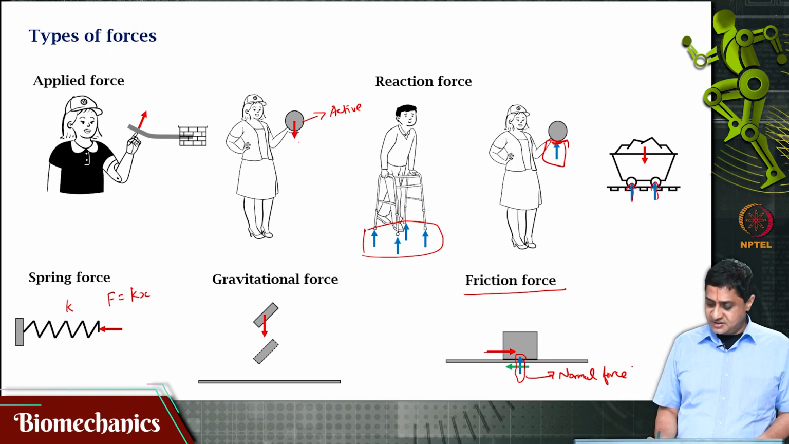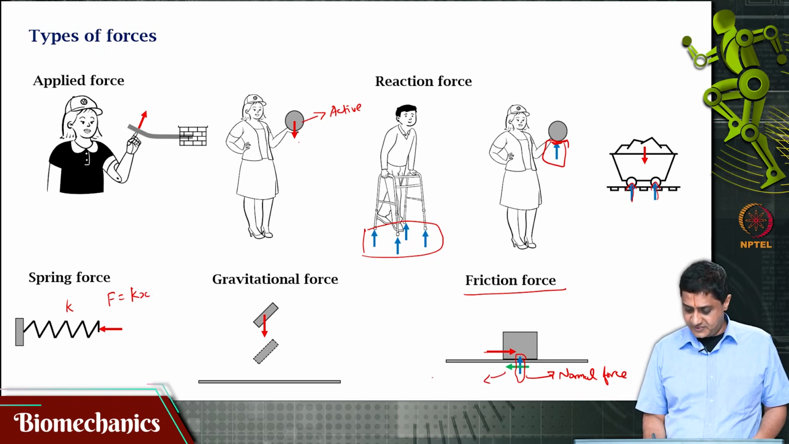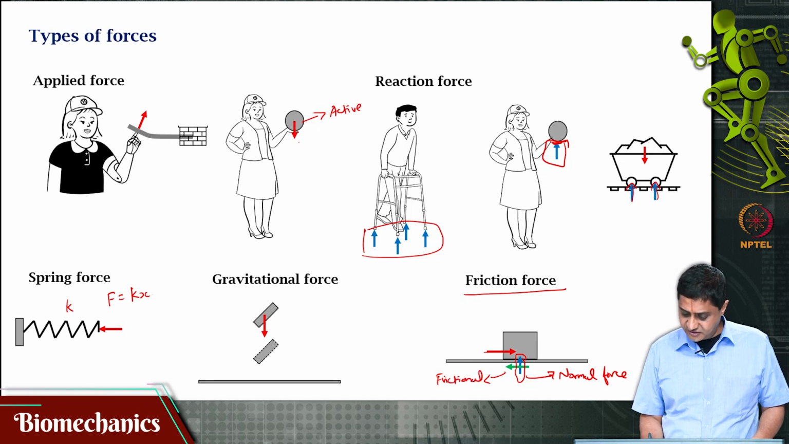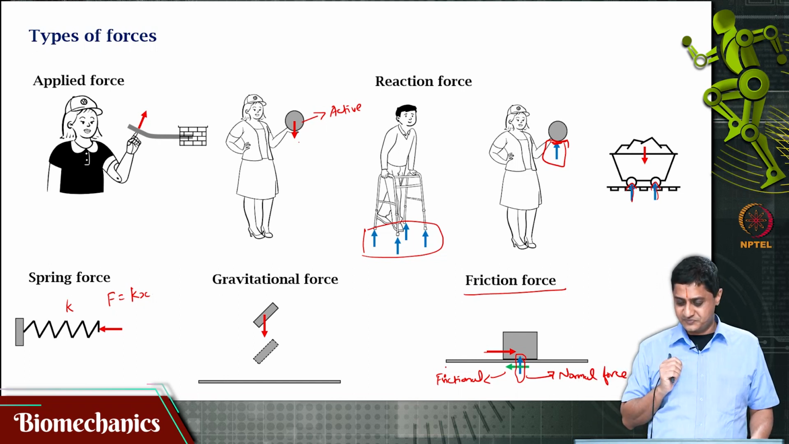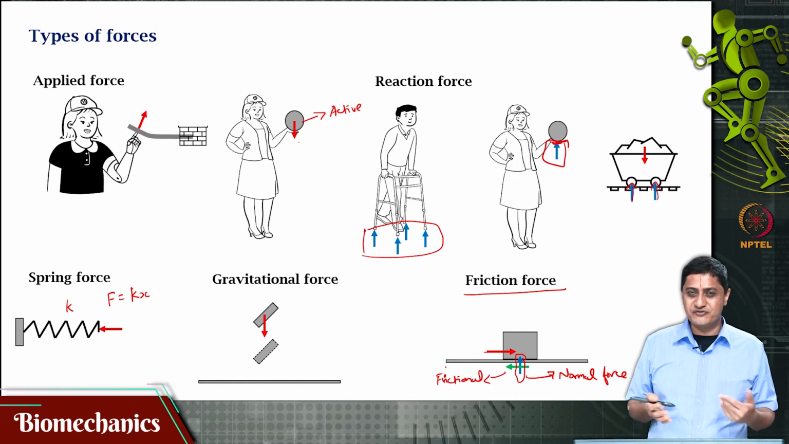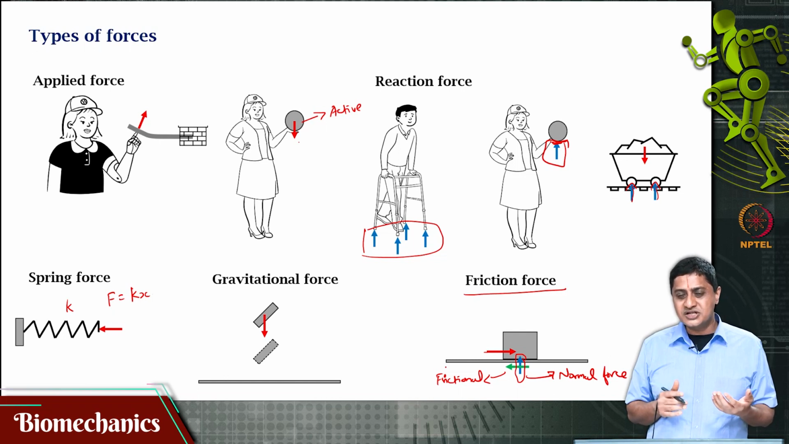The frictional force is shown in green here. This is the frictional force. This is a tangential force, acting tangent to the surface, which is why it is called tangential force, but we simply call it frictional force. How do we know the direction of the frictional force? It is always opposite to the direction of the applied force. Depending on the direction of the applied force, I will decide the direction of the frictional force.